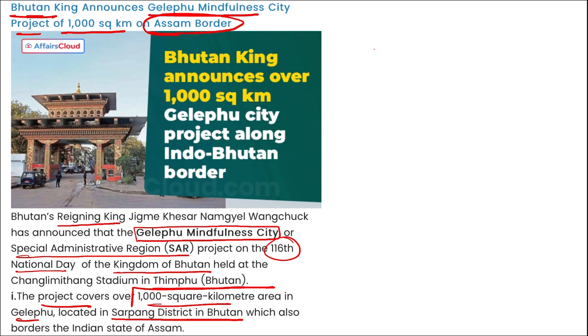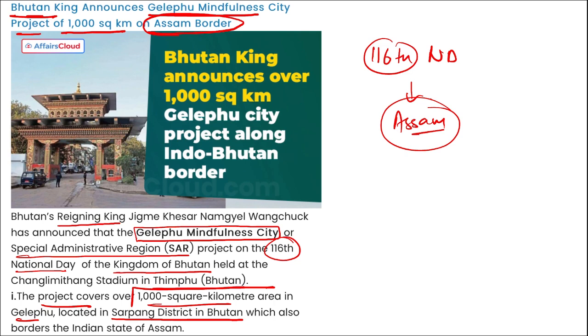So this Gelephu Mindfulness City, a special administrative region project, was launched on the 116th National Day of the Kingdom of Bhutan, and this will be on the border of which state? This will be on the border of Assam state. Correct. This special administrative region will have autonomy to formulate laws and policies that are needed, and this city will encompass sustainable business inspired by Buddhist spiritual heritage. Also remember, the project aims to establish an economic corridor connecting South Asia with Southeast Asia.